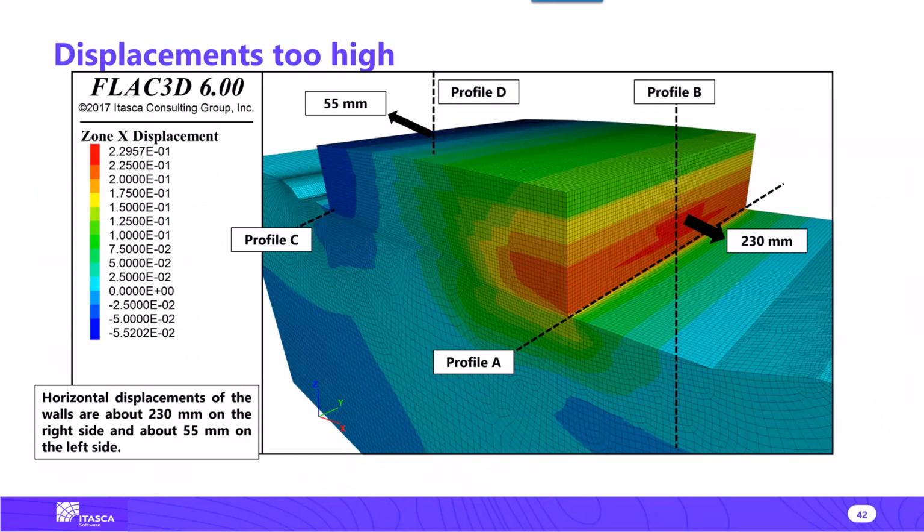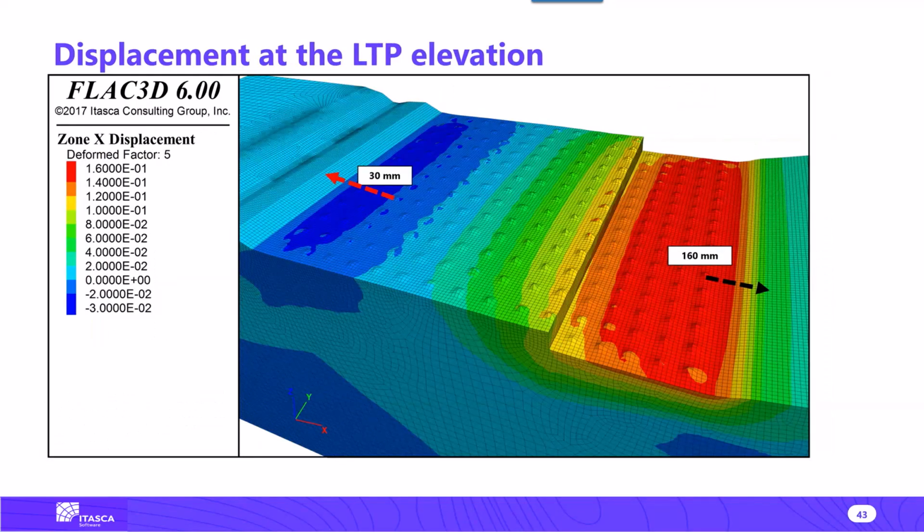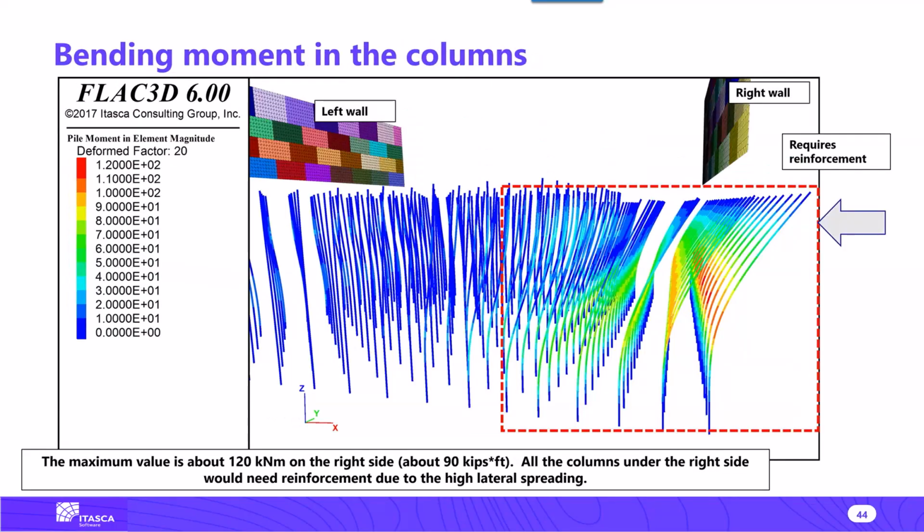So what happened in this case? This was the base case. You see that the displacement on the taller portion of the embankment is very high, 230 millimeters, not acceptable and not functional for the roadway. Well, on the other side it was 55 millimeters. This is the same thing, showing the displacement at the bottom. Okay, and this is the deformed shape of the column.